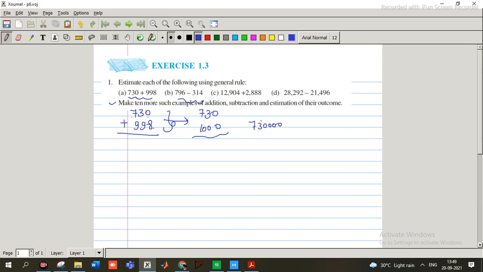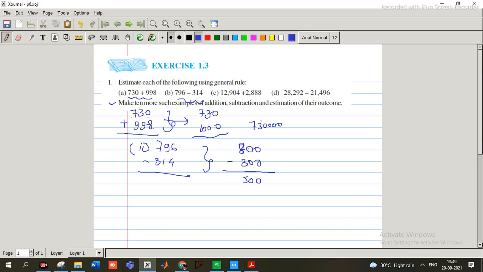Let's do this one. Second one, 796 minus 314. So this 796 will become 800 and this 314 will become 300, and then you can subtract it, you will get 500.